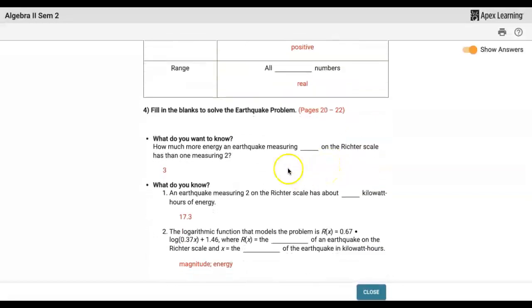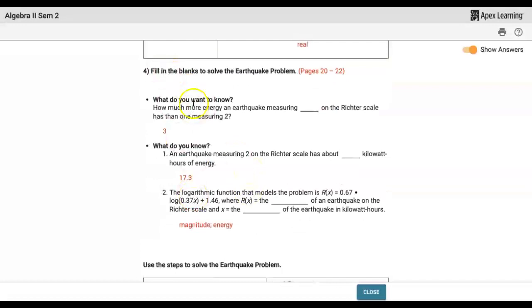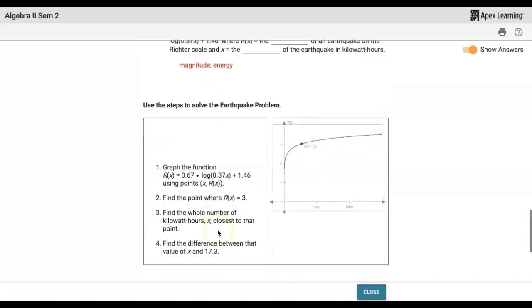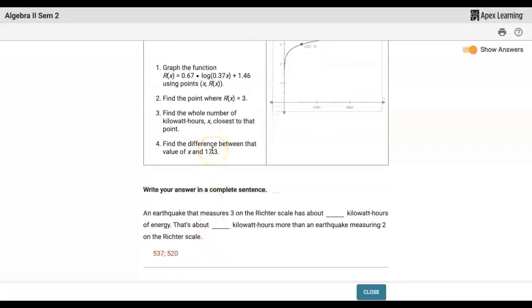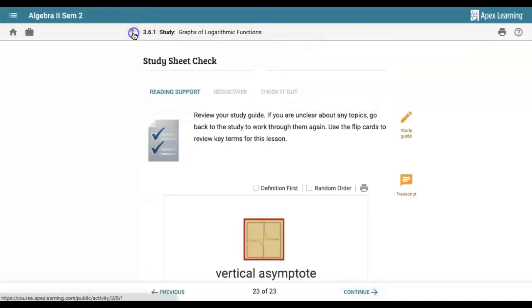All right. So then looking at number 4, this is talking about our earthquake problem. All right, so the steps for solving that was graph the function and basically find the point where we get y equal to 3. All right, once we have done that, we can then subtract the difference between them. All right, and when we did that, we ended up with 520 more units of energy when we go from a Richter scale reading of 2 to 3.